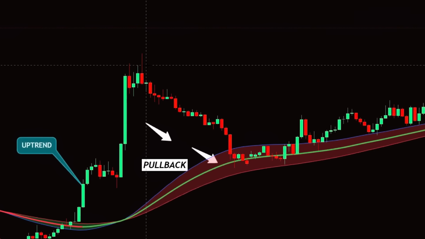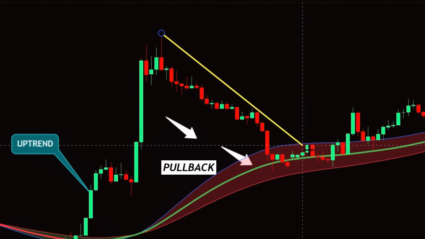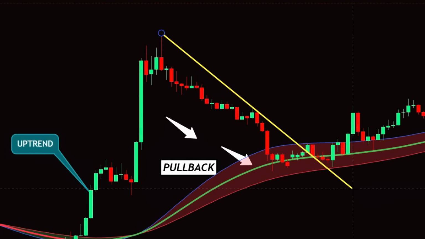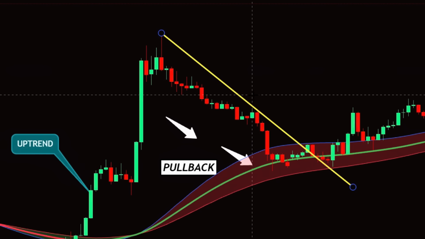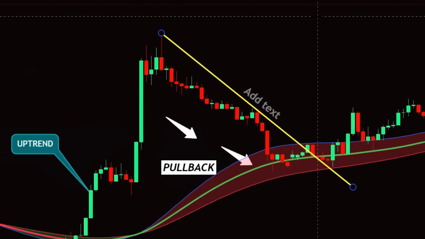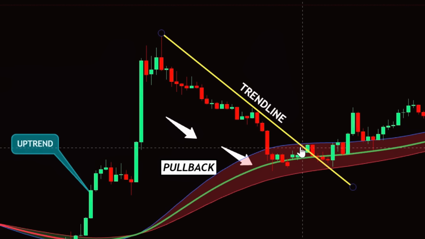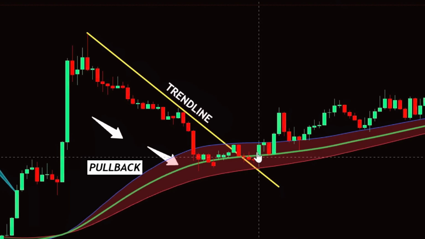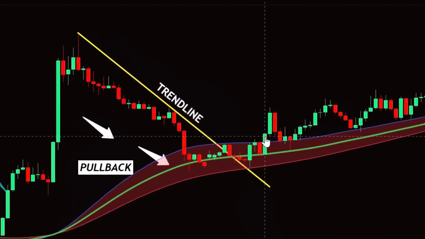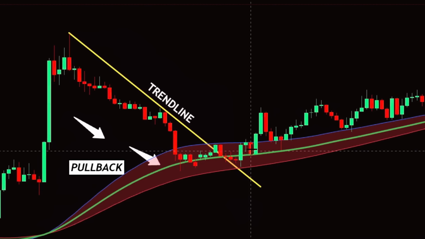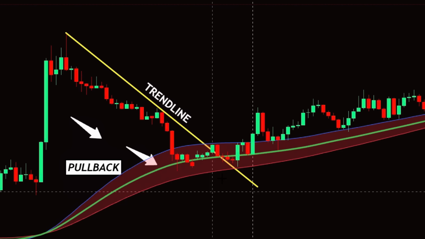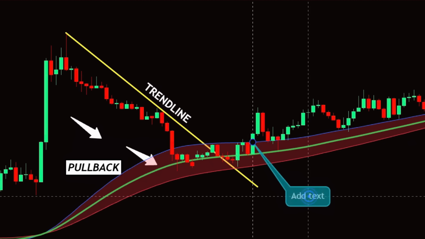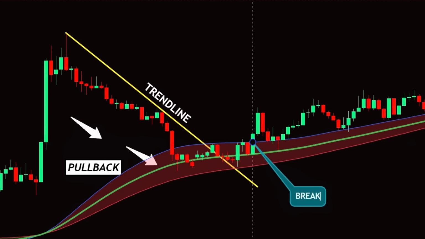As the pullback develops, I draw a trend line across the pullback highs. Nothing fancy. I'm simply following the structure that the market is already creating. Now I wait for confirmation. The trade only becomes valid when two things happen on the breakout candle. First, price breaks above the pullback trend line. Second, price is back above the ribbon. If one of those conditions isn't there, there's no trade.